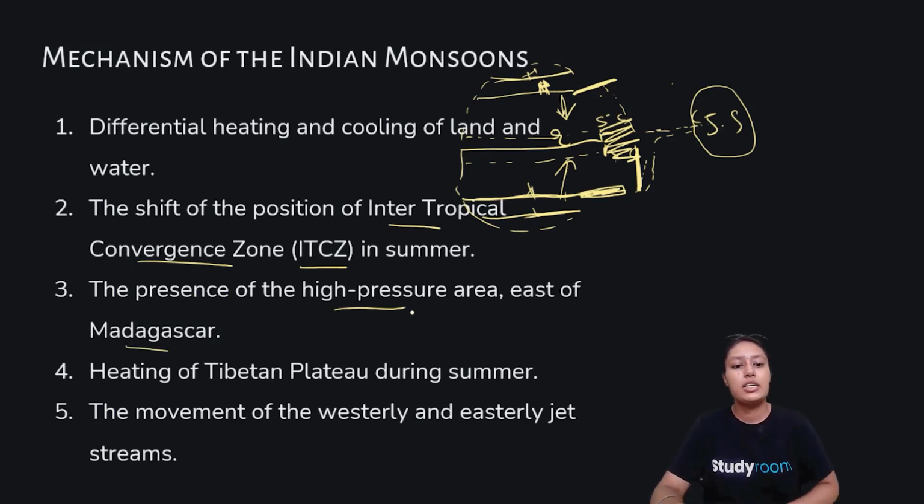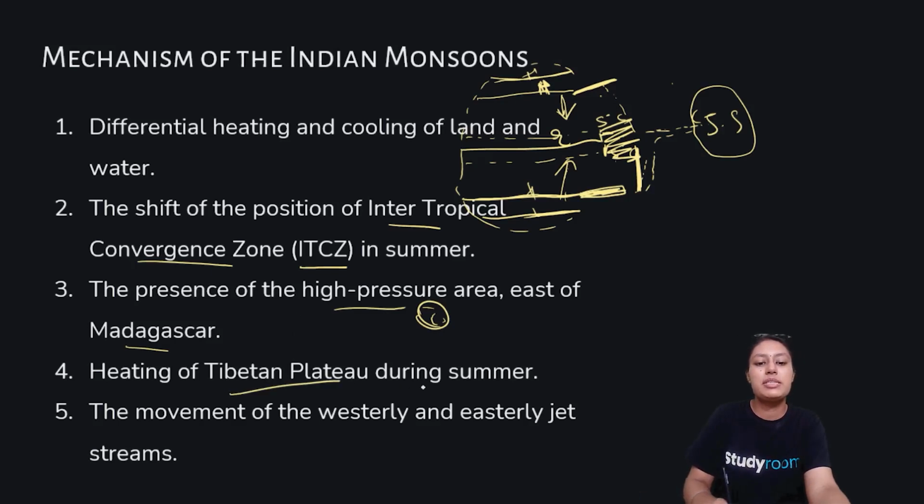So again, a high pressure area, the pressure is high. Obviously, where the pressure is high, the volume of moisture in the air will be high. So it's obvious there are chances of rainfall. Next, take heating of the Tibetan Plateau during summers. So it's majorly dry, but when there is heating in the plateau.